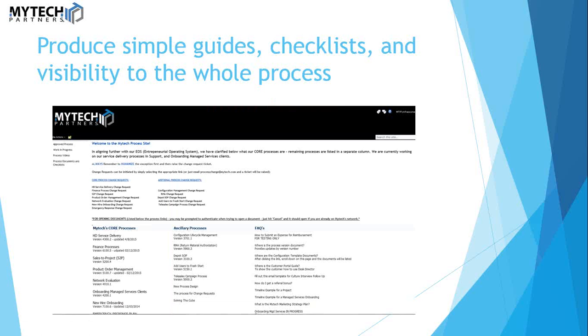This is just a snapshot of where we store our processes, and I will bring up that actual site and show you where the document repository is below. But again, it's just on SharePoint, and what I have is a little language at the top about why it's in alignment with our EOS, which is from the book Traction.